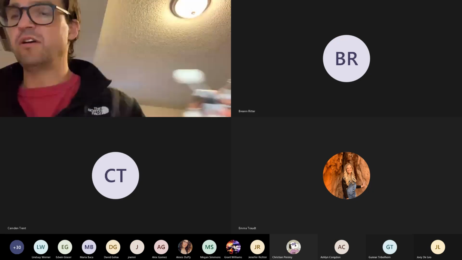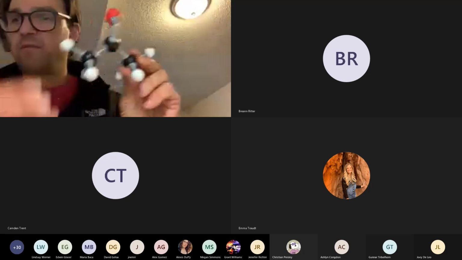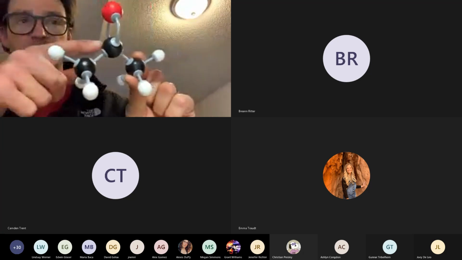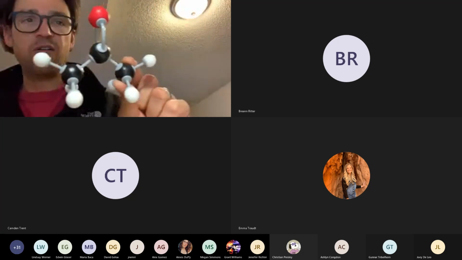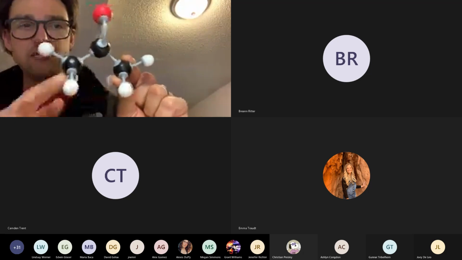Let me show you what that molecule looks like. And here it is. This is a three-dimensional model. You can see the carbon doubly bound to the oxygen. I don't have lone pairs in here, but you can imagine them in here. And then I have my two CH3s.